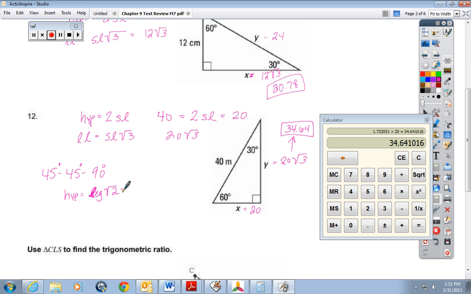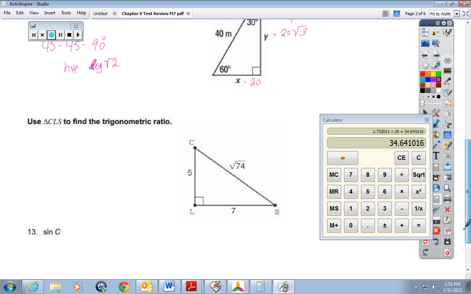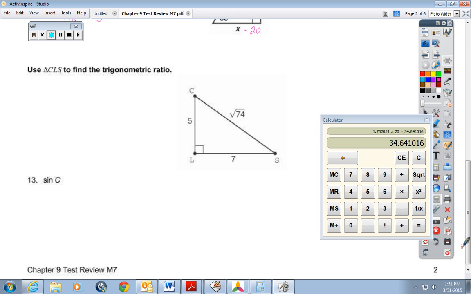Okay, now going down to number 13. They want us to find the sine of angle C. Remember, the sine equals the opposite over the hypotenuse. So here's angle C right here. So it's the opposite, which is 7, over the hypotenuse, which is what?